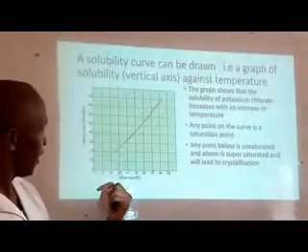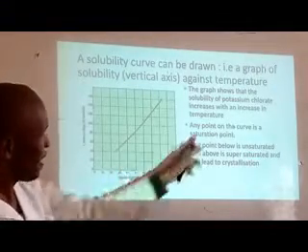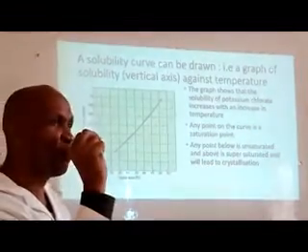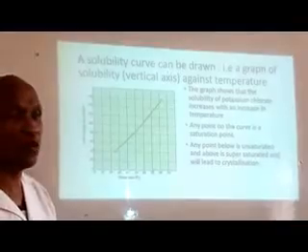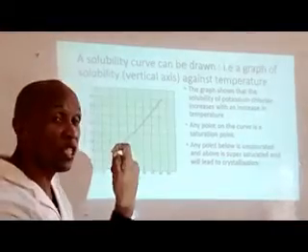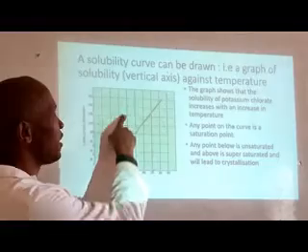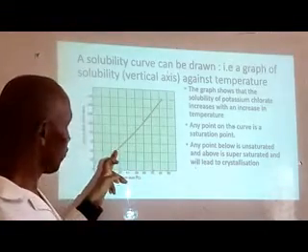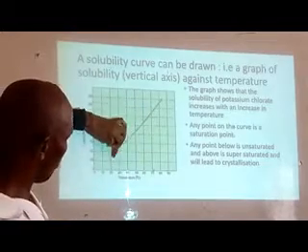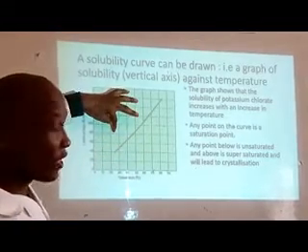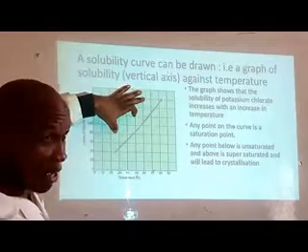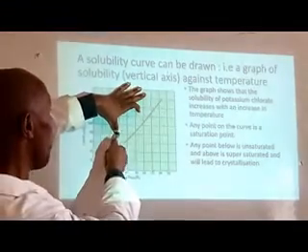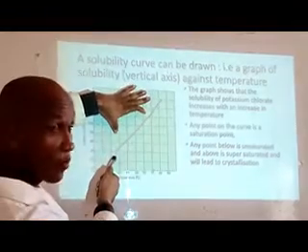So you know that any point on the curve is a saturation point. That is a point at which crystals just begin to form. Why are crystals forming? Because it is saturated. So any point above it contains more. Like if at 25 degrees Celsius, the solubility is 40, then any point above 40 contains more than it can dissolve. So therefore, this one will crystallize until it gets to the 40.